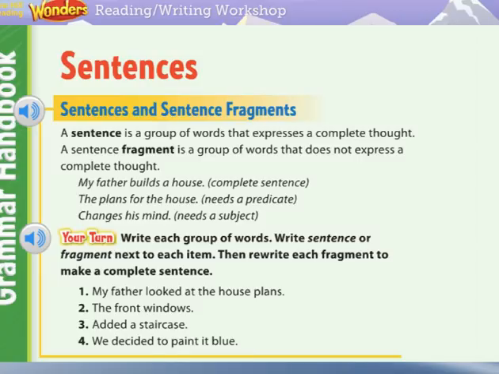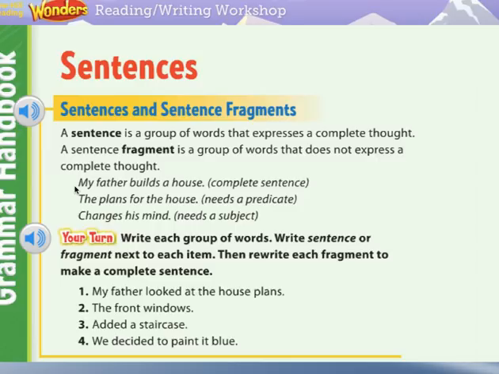Okay, now to review even further, and this kind of has to go along with what we talked about last week with the independent and dependent clauses. Sometimes a dependent clause can also be a sort of sentence fragment. A sentence, though, is the group of words that expresses a complete thought and has a subject and a predicate. A sentence fragment is a group of words that does not express a complete thought.